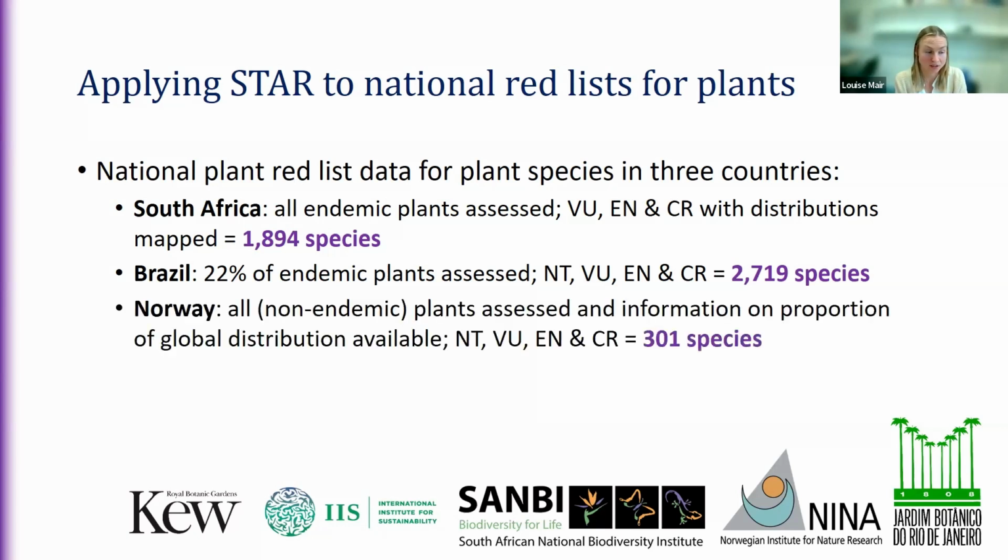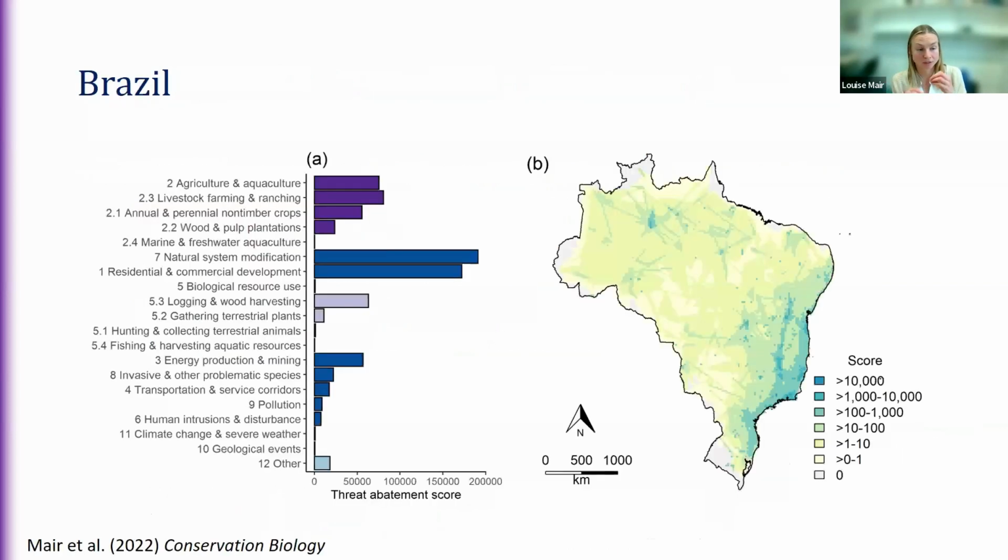And then in a very different context, we work with partners in Norway. So they have assessed all of their plants, which are non-endemic, and that amounts to 300 species across the near-threatened and threatened categories. So I'm going to present relatively briefly the main figures for each of these countries. And for me, one of the most interesting things is the relationship between the data going in and what we can actually get out of STAR at the end.